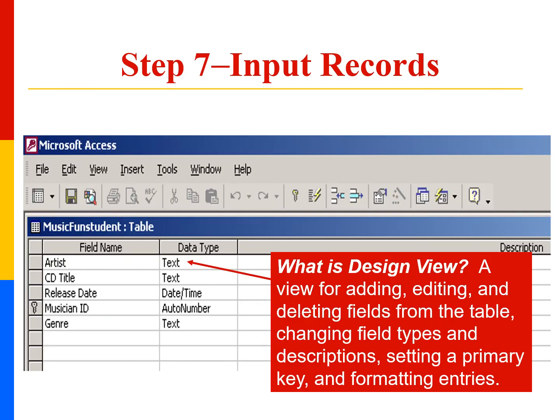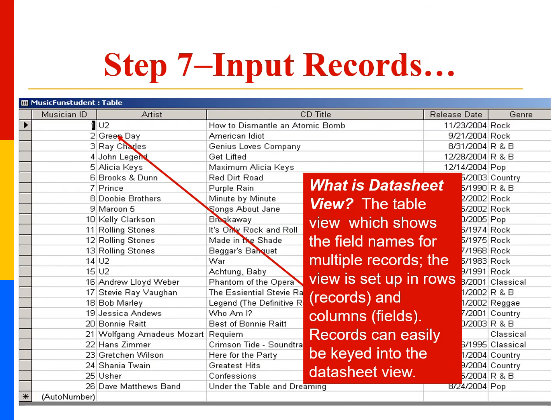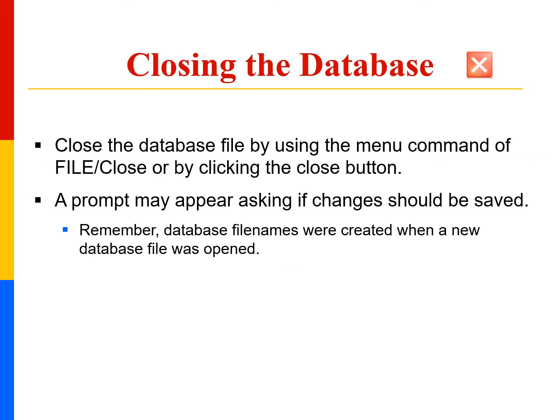After defining the primary key, the seventh step is you have to input different records in the database. These are some sample information or sample records. After inputting records, you can close the database. You can close the database by using the menu command of File.